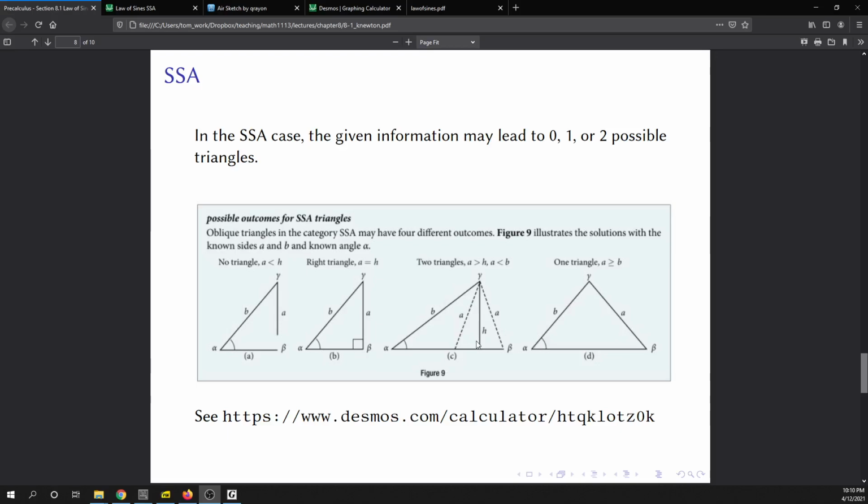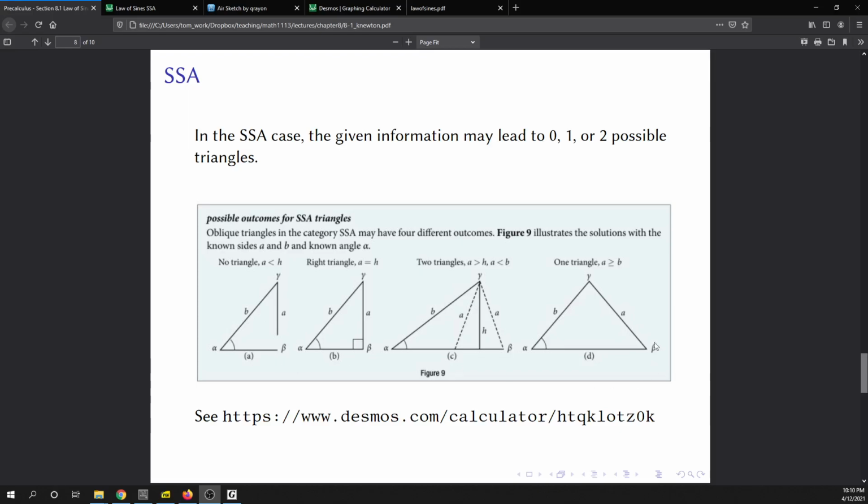Then it may be that the side is just long enough, longer than that perpendicular distance but not too long, so that you will get 2 possible triangles. And then finally, if that second side is long enough, then you'll only get 1 triangle again.